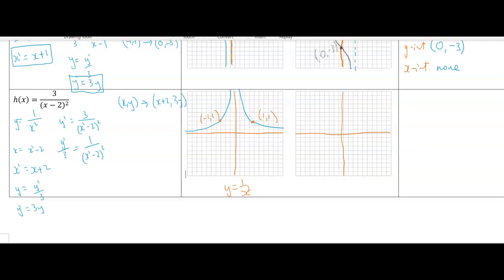So we're going to use those 2 points to map. We've got (1, 1), and that's going to become 1 plus 2 is 3, and then 3 times 1 is 3. And our other point, (negative 1, 1), becomes negative 1 plus 2 is 1, and then 1 times 3 is 3.